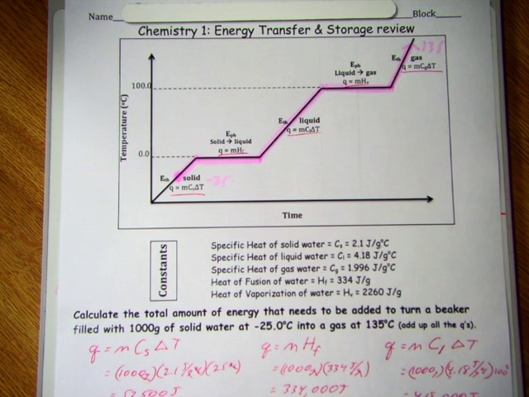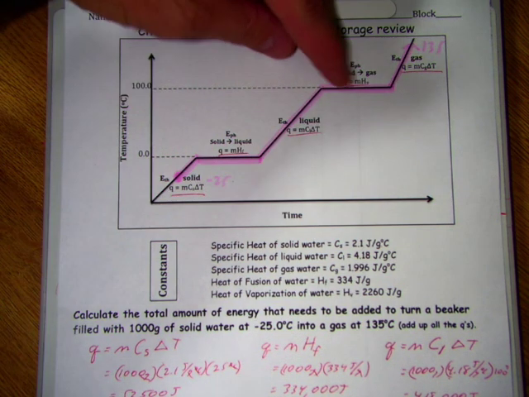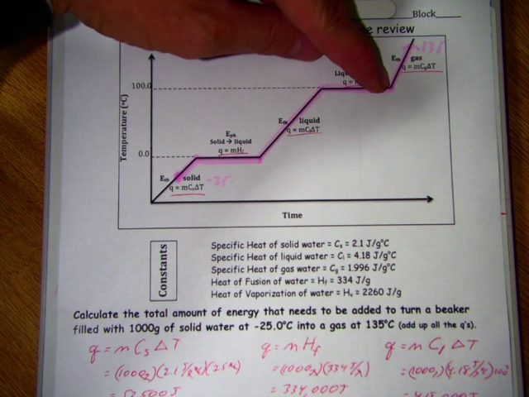And now the equation for actually turning it all into a gas is mass times heat of vaporization. So it's 1,000 grams, still same mass. Heat of vaporization is 2260 joules per gram. So that's 2,260,000 joules. And that's what it took to just vaporize the water.